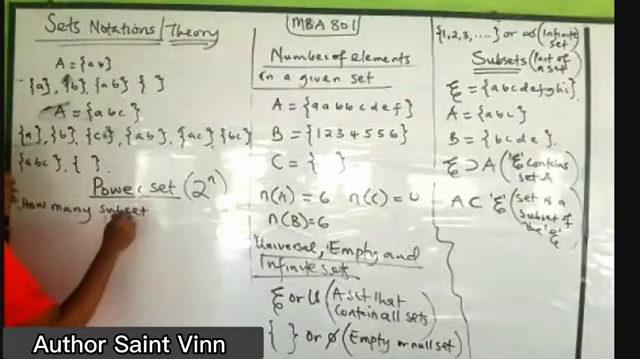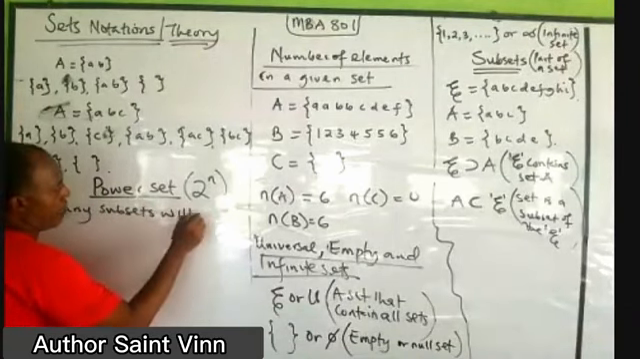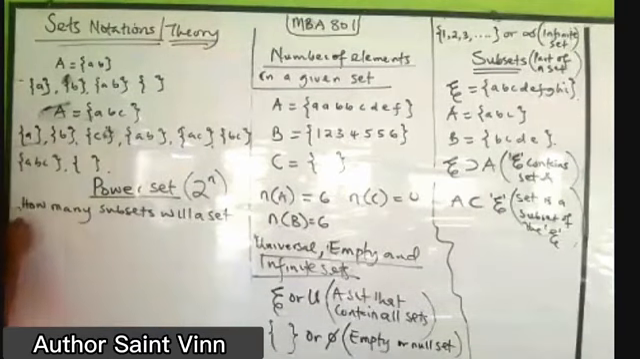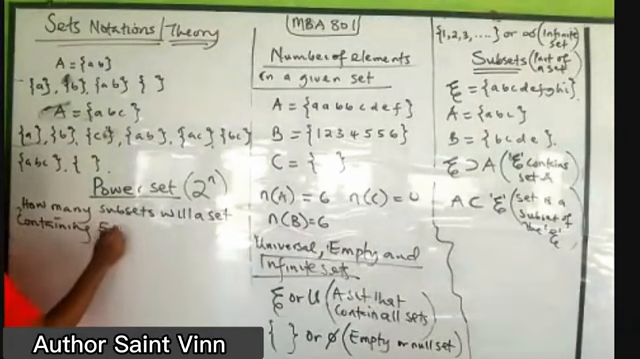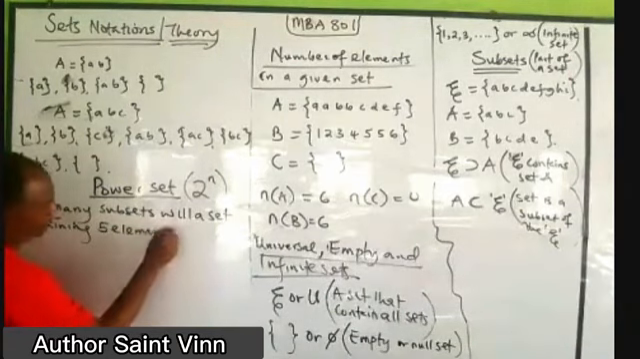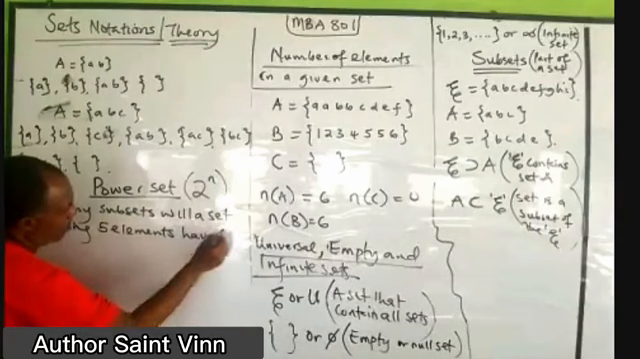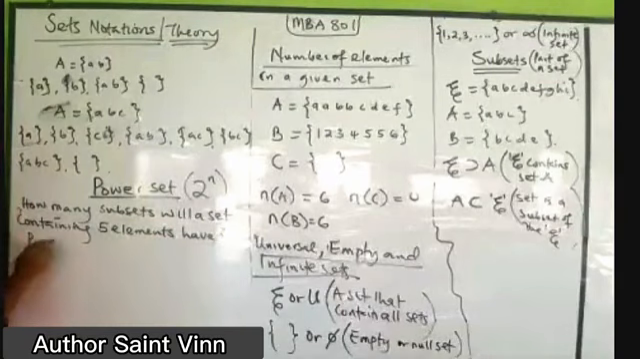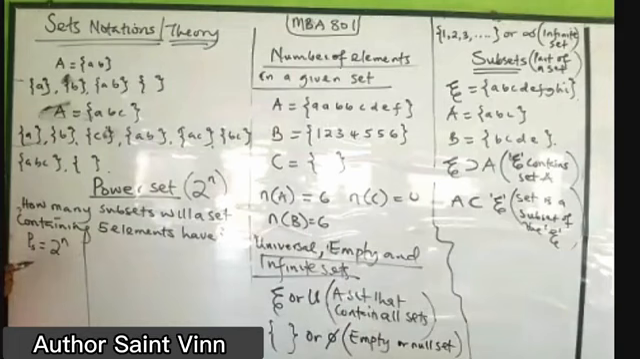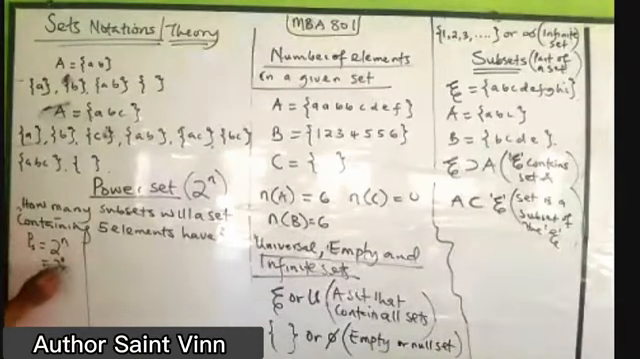Whether objective or theory: how many subsets will a set containing 5 elements have? We'll start at this one. Power set is 2 raised to power what? If a set has no element, which is the empty set, it will be 2 raised to power 0. Answer will be 1 subset.